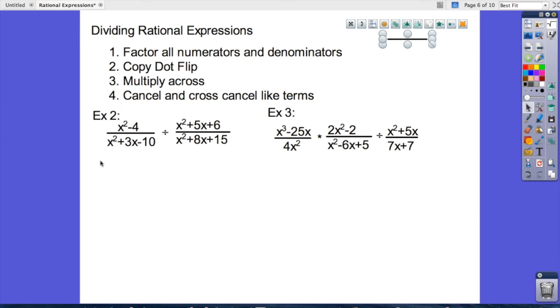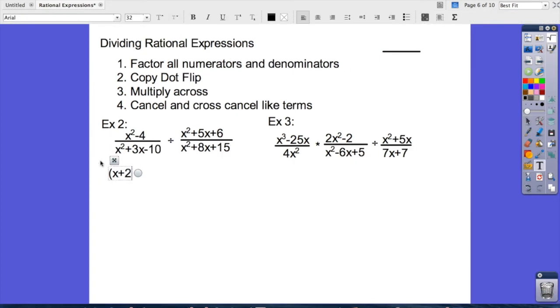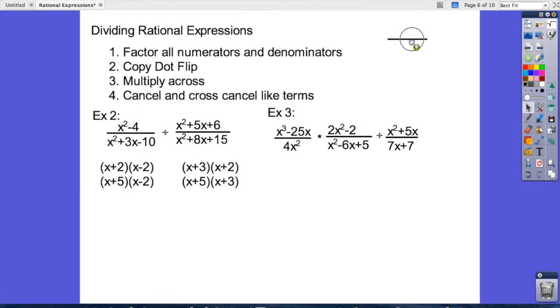So I'll show you. Example 2, we're going to factor x plus 2, x minus 2. The denominator is x plus 5, x minus 2. The right side of the division sign is x plus 3 times x plus 2, all divided by x plus 5 times quantity x plus 3. And I know that I'm factoring quickly, but I want to make sure we do this in the best interest of time. If you need help on factoring, you may want to go back and watch that video.